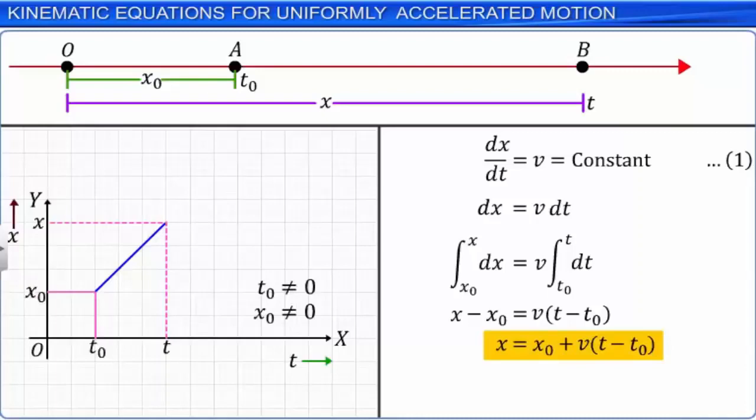This equation can be used when the values of x0 and t0, both or either of them, are equal to 0. In other words, the equation is applicable under all conditions. Now let's derive equations for uniformly accelerated rectilinear motion.